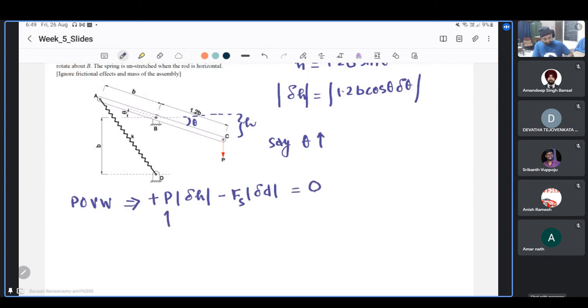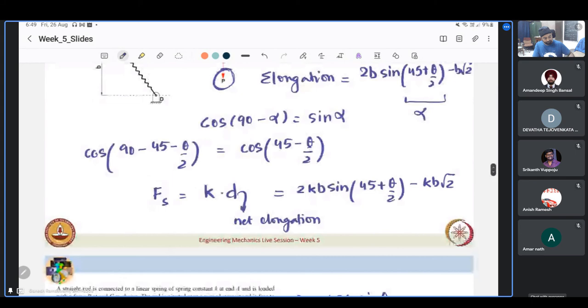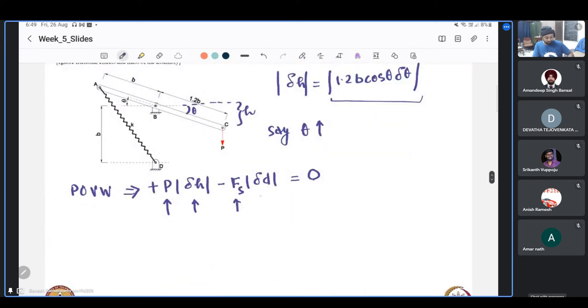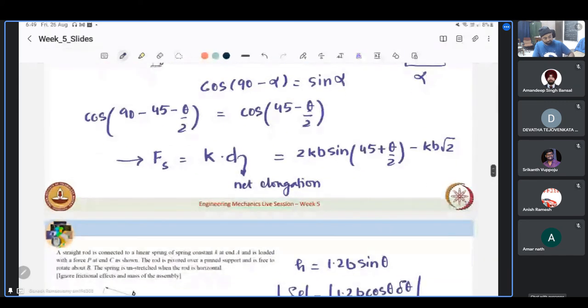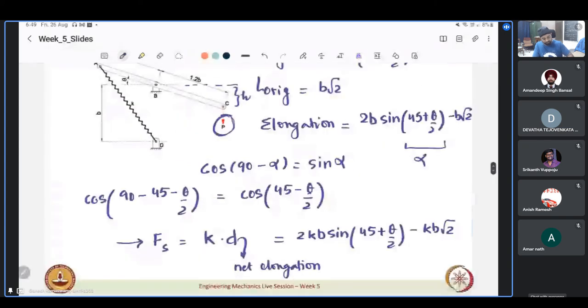Now we know this P is something that is one unknown. That's fine. Delta H we have already calculated in terms of theta over here. Spring force we just calculated here, in terms of theta and K. This we have not yet calculated. We have just calculated D. D came out to be the total elongation. This is D.